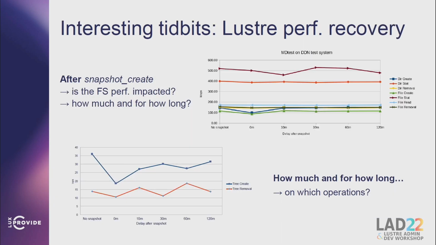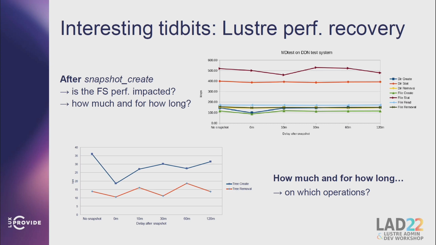So some interesting tidbits, the performance recovery. What happens when you take a snapshot, basically? How long does it take for the system to more or less recover from those snapshots? On the left-hand side, you have no snapshots at all. Then the next one is immediately after the snapshot create, we run an MD test. And then we do another one 10 minutes after. As you can see, there's a bit of a dip that goes down, and then the system starts to more or less recover.